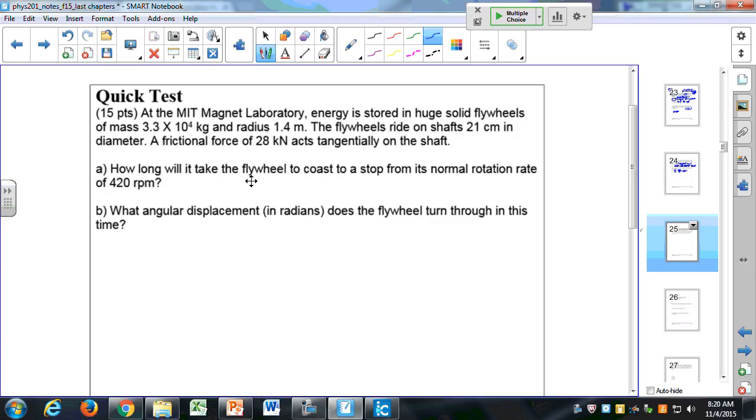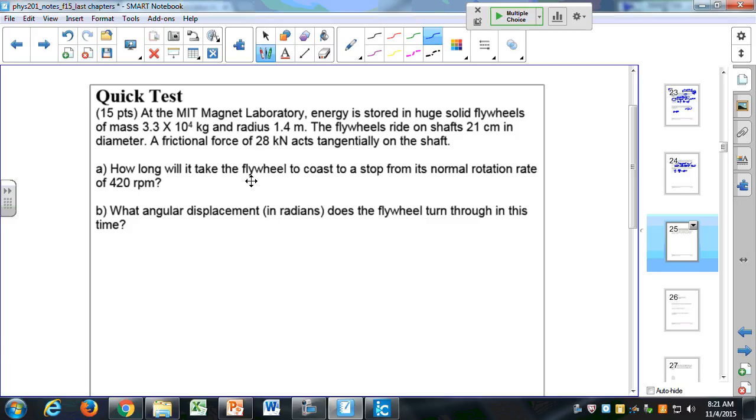But here we have these huge solid flywheels. They have a big mass and a big radius. They have a radius of like 1 meter, so they're about this tall. Big metal disc about this tall and all the way around. They have big mass, 33,000 kilograms, and they ride on shafts that are 21 centimeters in diameter. These shafts have a frictional force acting on them. I'm sorry, this isn't an energy problem. No, this is going back to our torques problem, but that's okay. This is a good problem to work through.